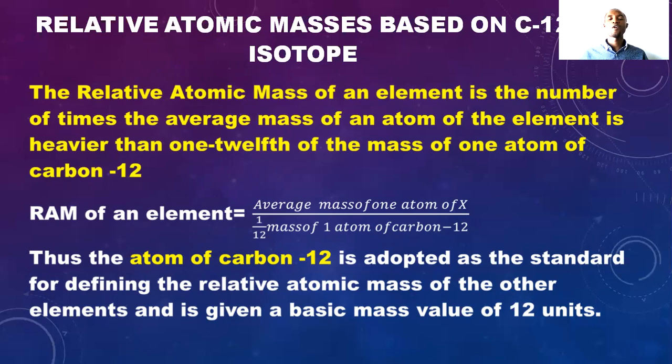So as I said before, we use carbon-12 as the yardstick, as the basis for defining other elements in the periodic table. So it's the number of times the average mass of an atom of an element is heavier than 1/12 of the mass of one atom of carbon-12.